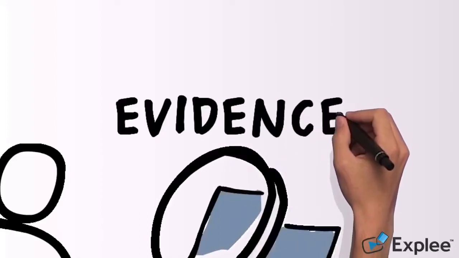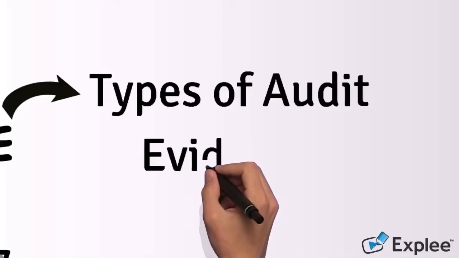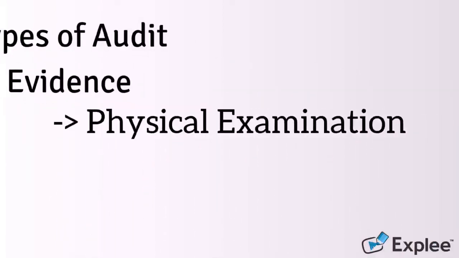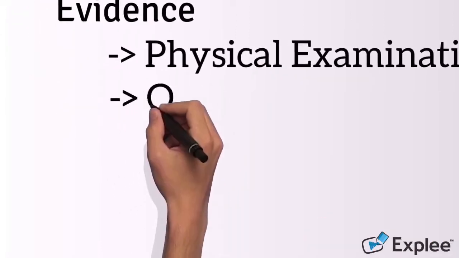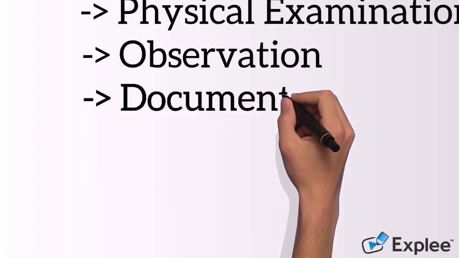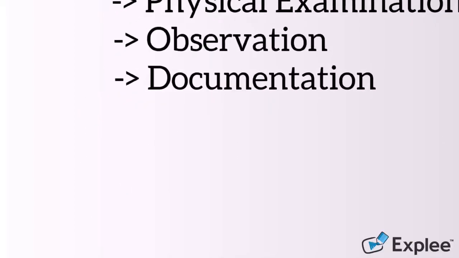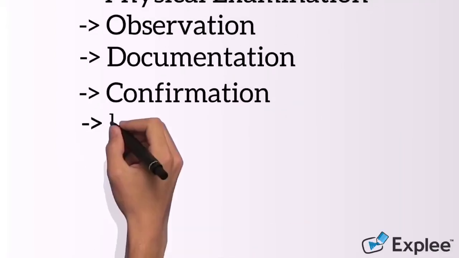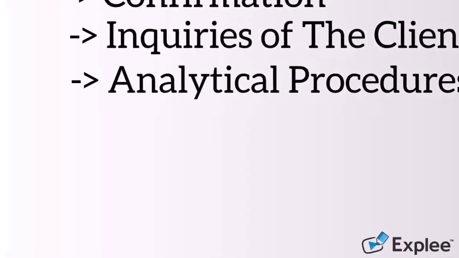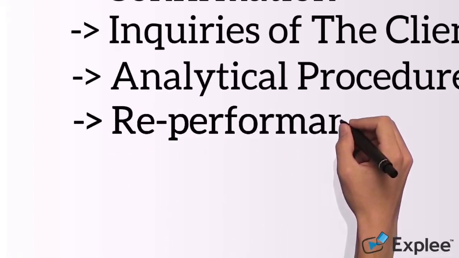Evidence. Types of audit evidence. Physical examination. Observation. Documentation. Confirmation. Inquiries of the client. Analytical procedures. Reperformance.